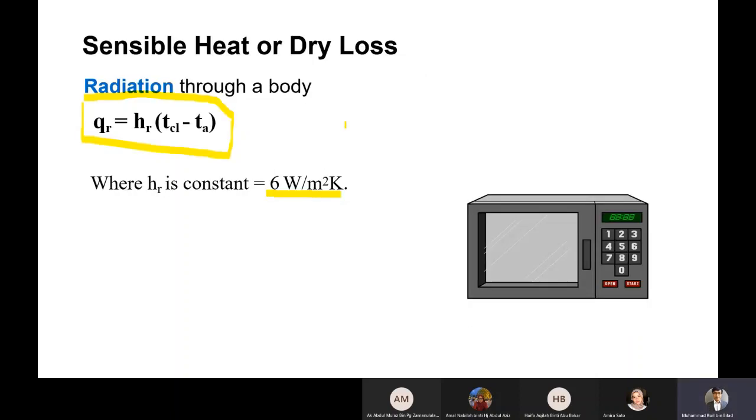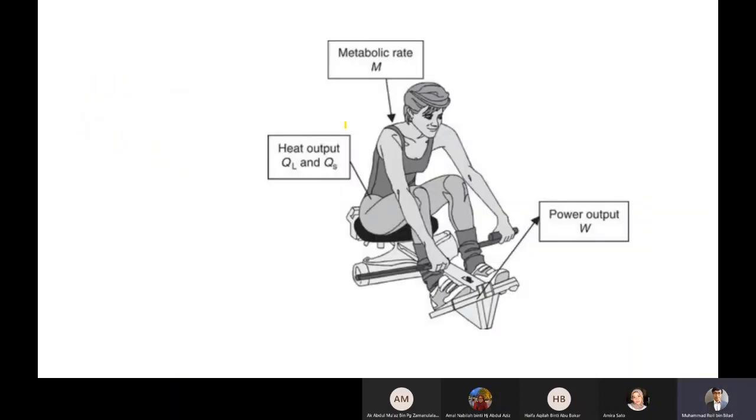That's it. So I'll make a summary. Okay, you look into this carefully. So we have 4 parameters. The metabolism equal to work plus QL plus QS. Of course, in this equation, M here is absolute M.